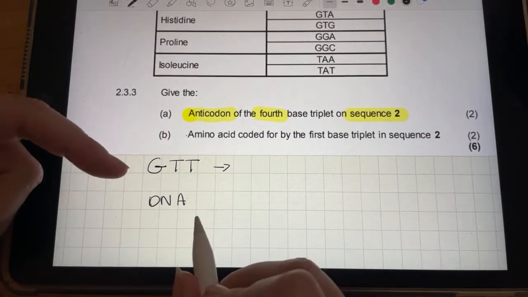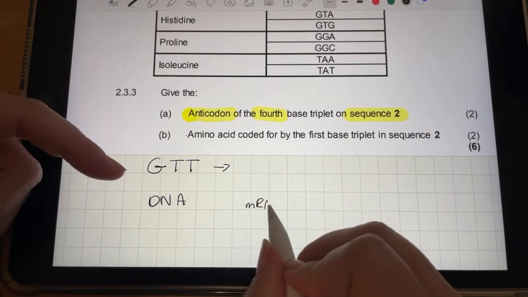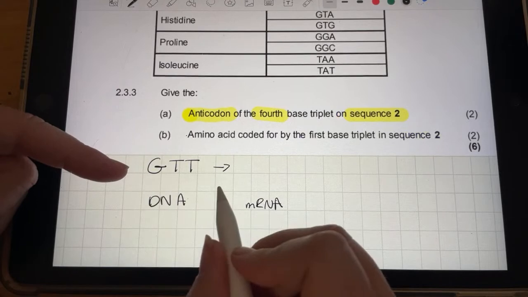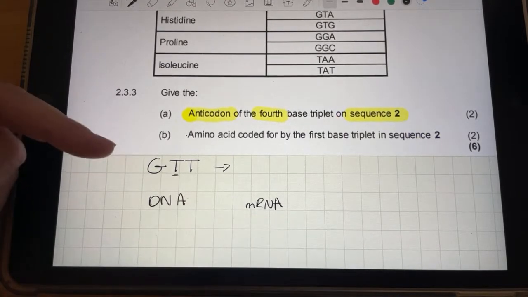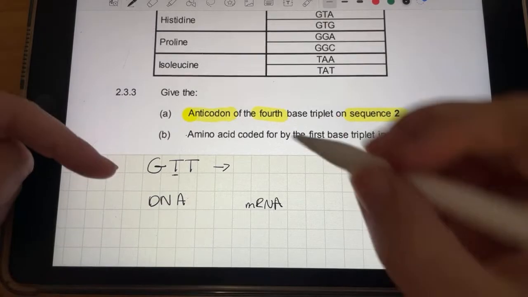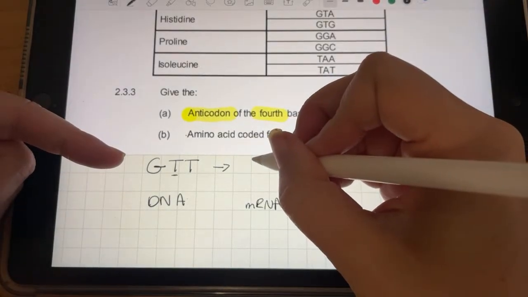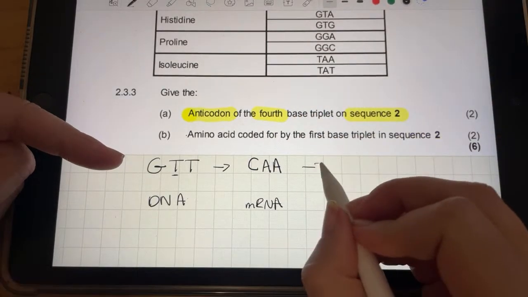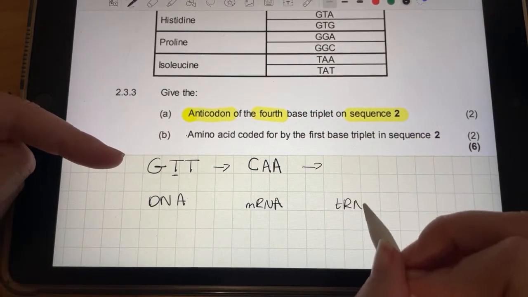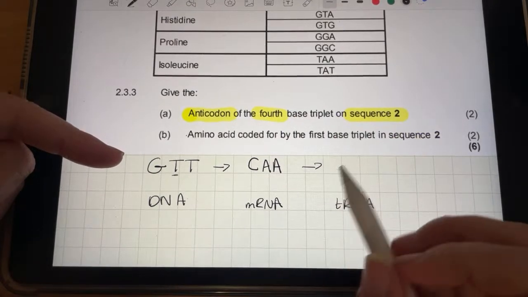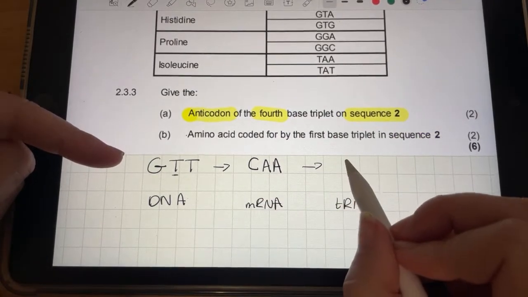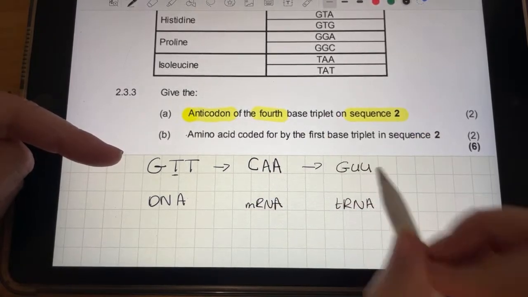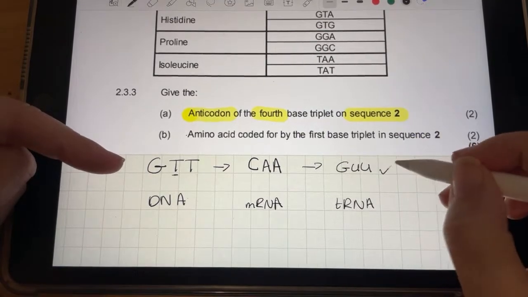This is our DNA sequence. Let's make the mRNA sequence. Right, remember there must be complementary codons, complementary nitrogenous bases, keeping in mind that there are no T's in mRNAs, right? So the complementary code should be CAA. Now, if we're going to take it to the tRNA, we are going to then have to make this complementary, which is G, U, U. Okay, that's going to get you 2 marks.